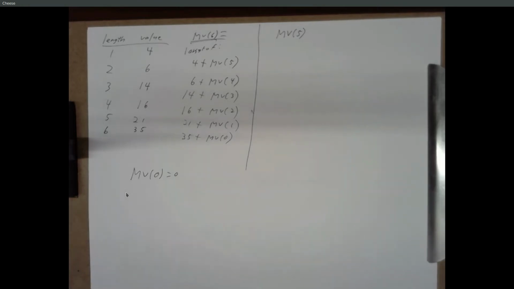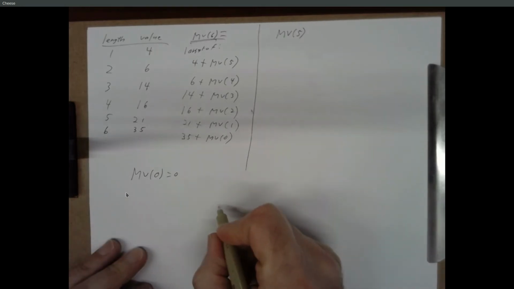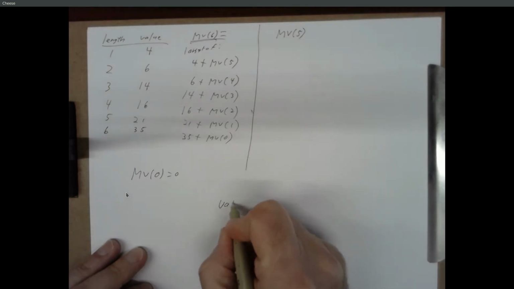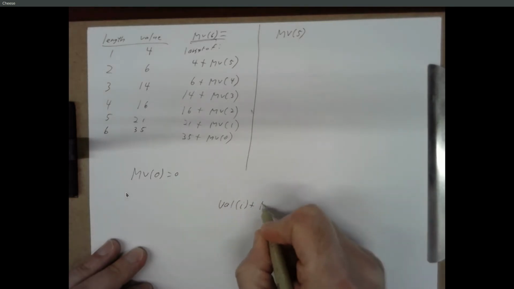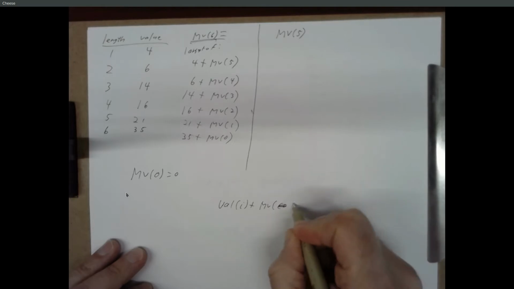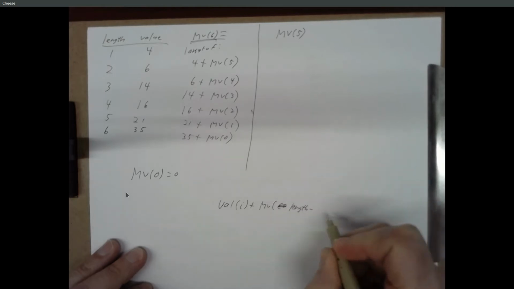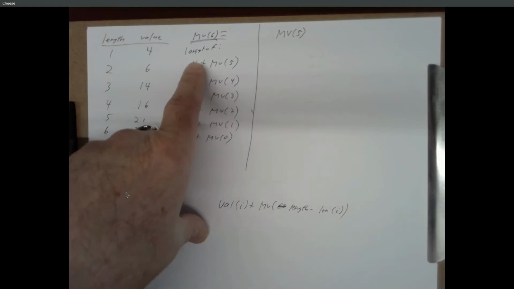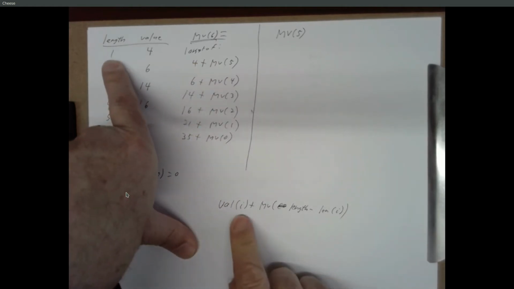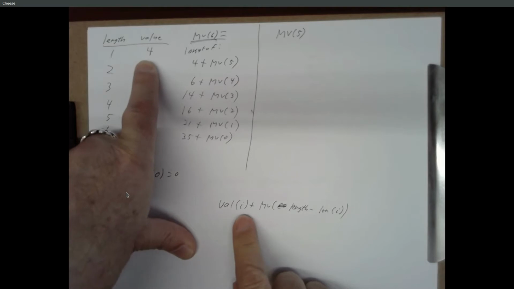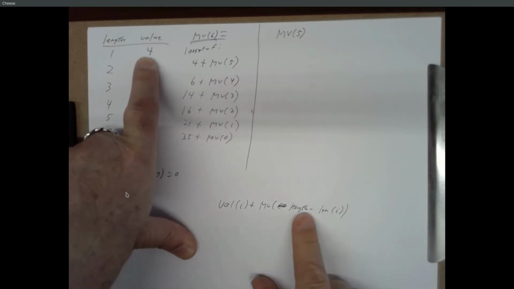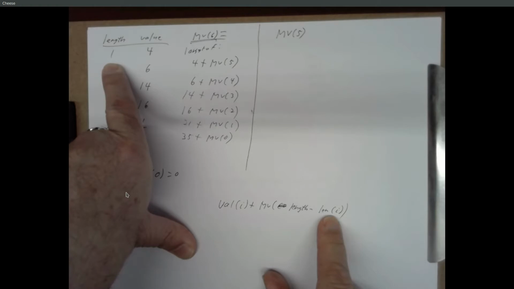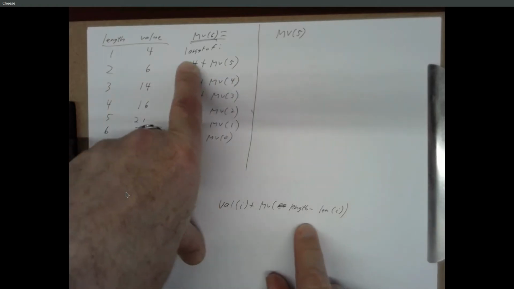That was for a rod of length 6, right? But in general, it's the value of item I plus max val of whatever your length is minus the length of item I. Right, so this first expression is saying if we have a length of 1, we get the value of that, which is 4, and then our length decreases by that 1, so it's max val of 5 plus 4.